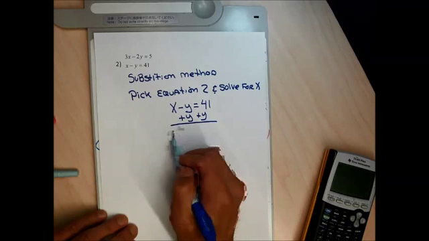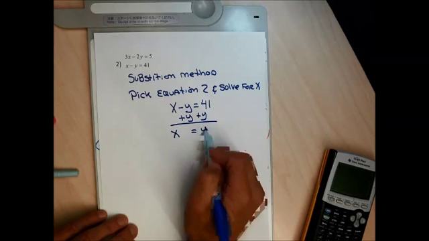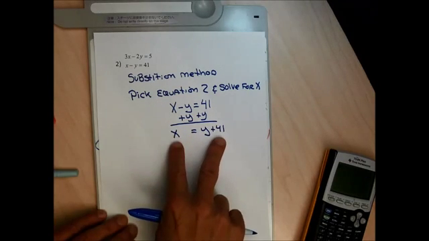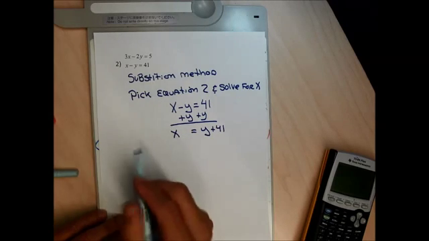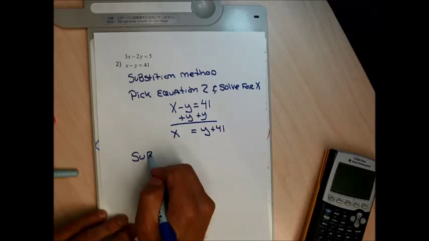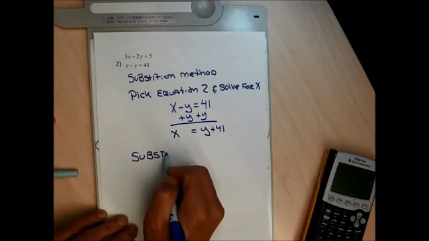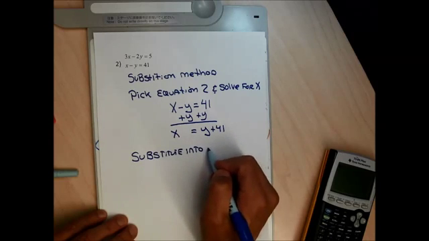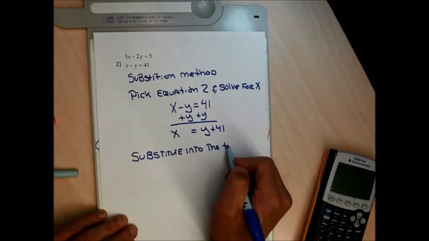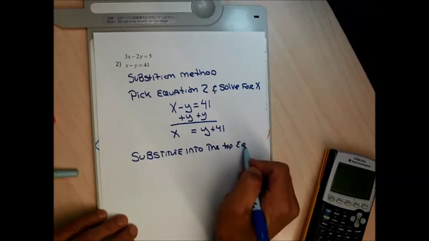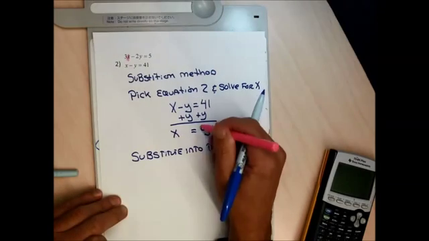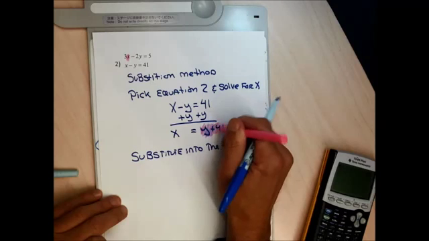So I picked the second equation, I solved it for x. That I didn't have to do on the first step because the first equation was already solved for x. Now I'm going to substitute into the top equation. Very specifically, I'm going to take this x in the top equation and change it to y plus 41.